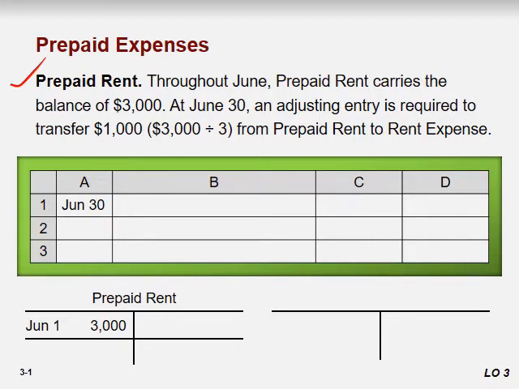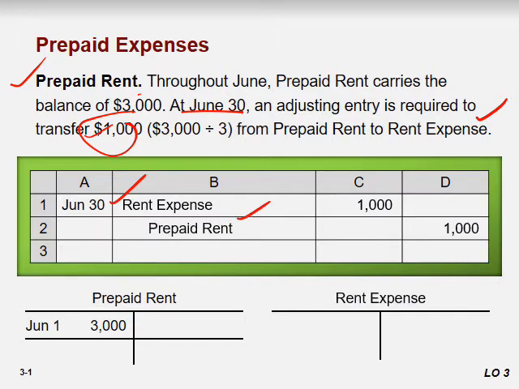Moving further, throughout June, prepaid rent carries a balance of 3,000. At June 30, an adjusting entry is required to transfer 1,000 from prepaid rent to rent expense. Because you paid the 3,000 in advance, and 1,000, one month's rent, you consume, the entry would be rent expense to prepaid rent, right?